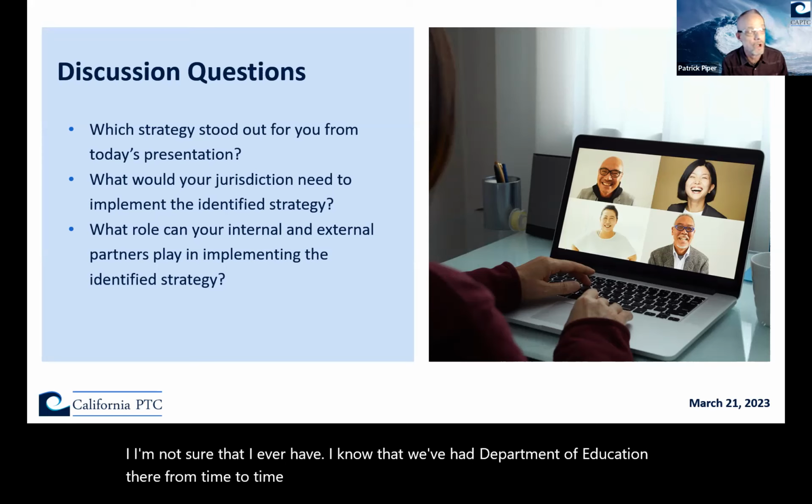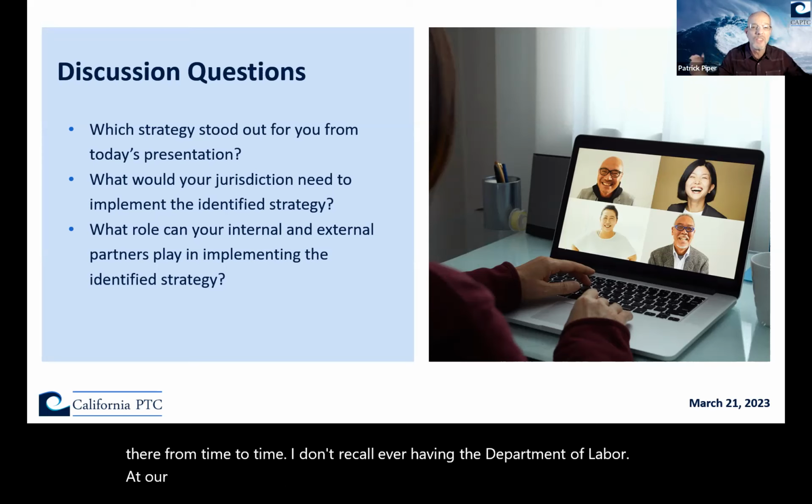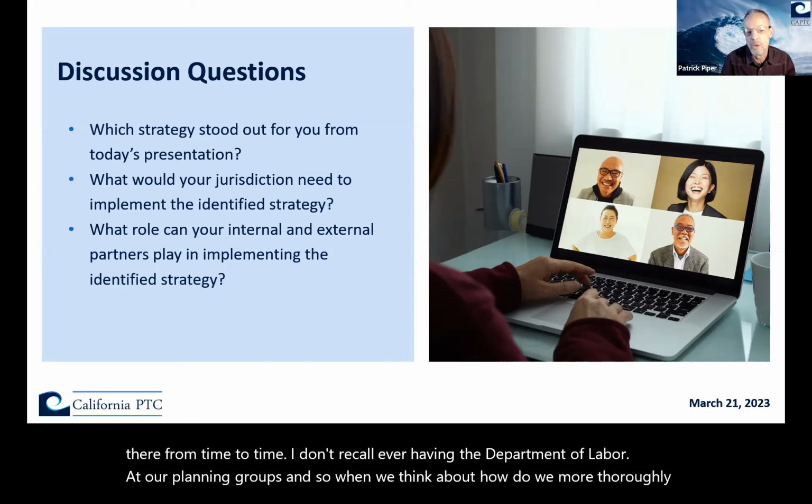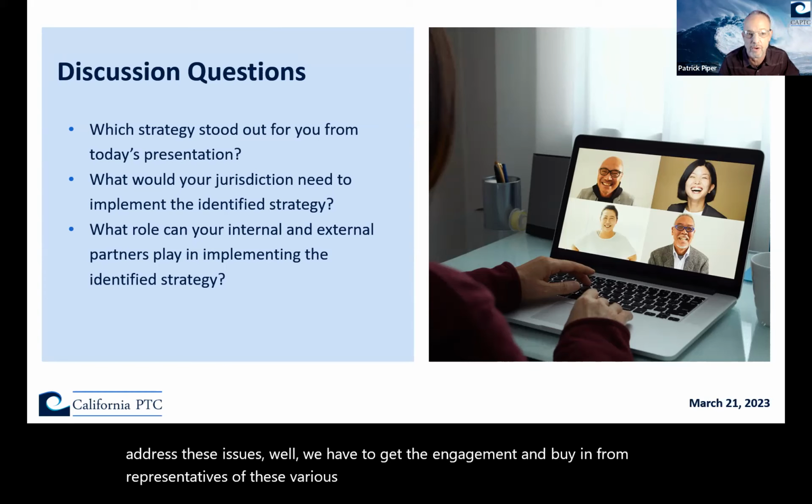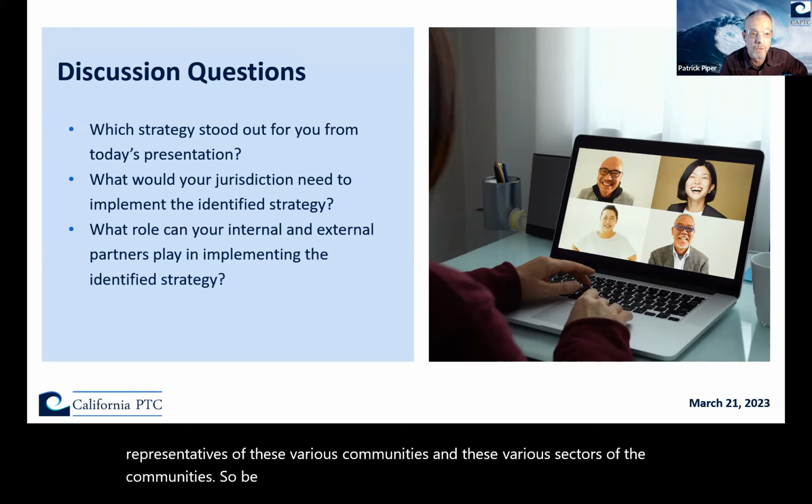I don't recall ever having the Department of Labor at our planning groups. And so when we think about how we more thoroughly address these issues, we have to get the engagement and buy-in from representatives of these various communities and these various sectors of the communities. So be thinking about that next time you're wondering who's not at the table.